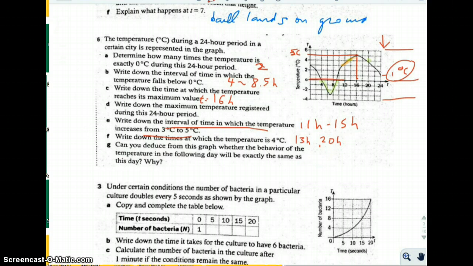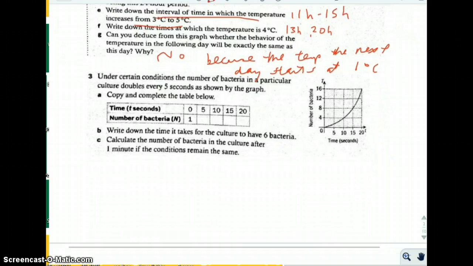What was it at the beginning of the last day? It was 3 degrees Celsius. So is it going to be the same temperature cycle? No, because the temperature the next day starts at 1 degree Celsius, which is a different temperature, right?